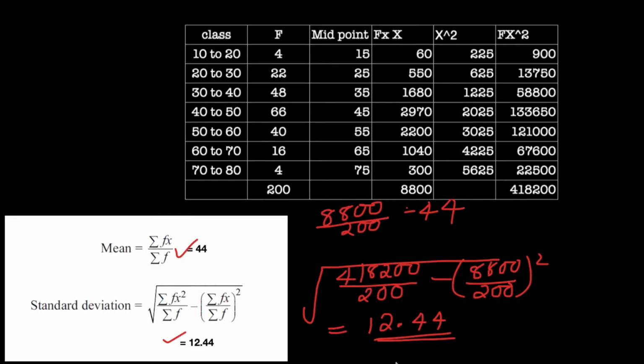The first stage of fitting a normal distribution is over here. Now we have our mean of the given data as 44 and our standard deviation as 12.44. Now we have to use this standard deviation and mean in fitting the normal distribution. Let us move on.